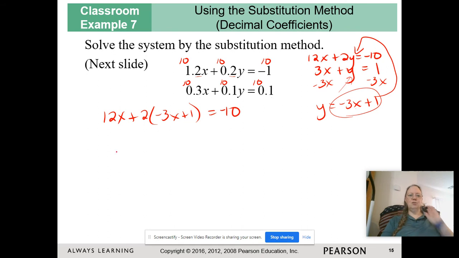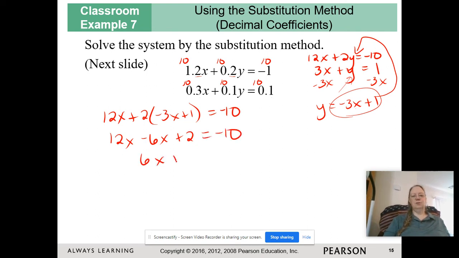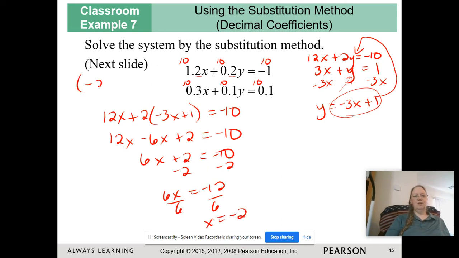Right, and we're going to distribute. And combine like terms. And subtract 2. And divide by 6. So that gives me my x value. And to find my y value, I think I'll substitute in here.